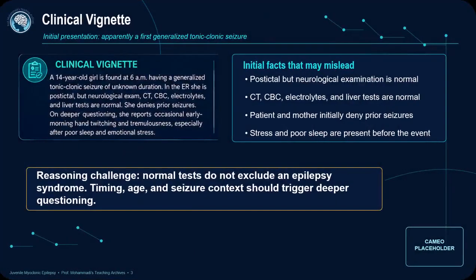A 14-year-old girl is found at 6 a.m. having a generalized tonic-clonic seizure of unknown duration. In the emergency department, she is postictal, but her neurological examination is normal. Her CT scan, CBC, electrolytes, and liver function tests are also normal. The patient and her mother initially deny any prior seizures. At first glance, this could appear to be a single isolated seizure, perhaps influenced by stress and poor sleep. But normal tests do not exclude an epilepsy syndrome, and this is where deeper clinical reasoning becomes essential.